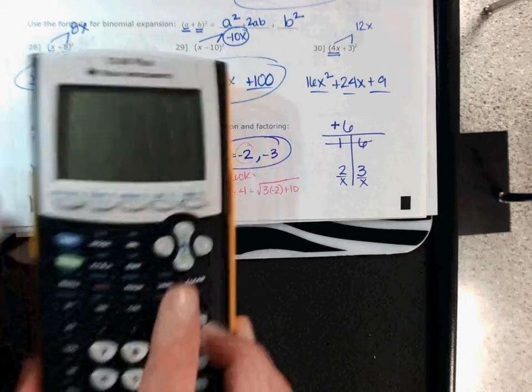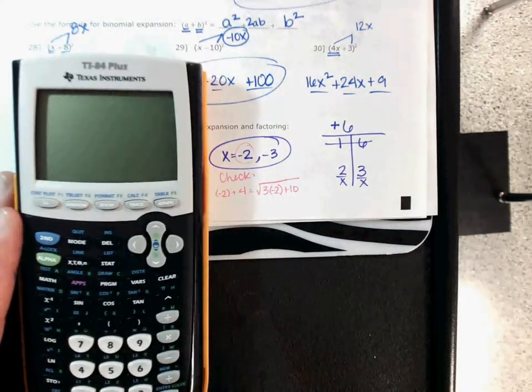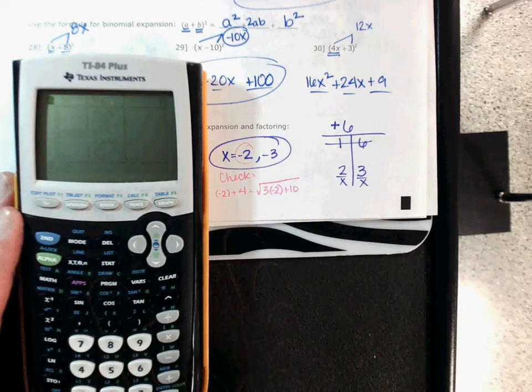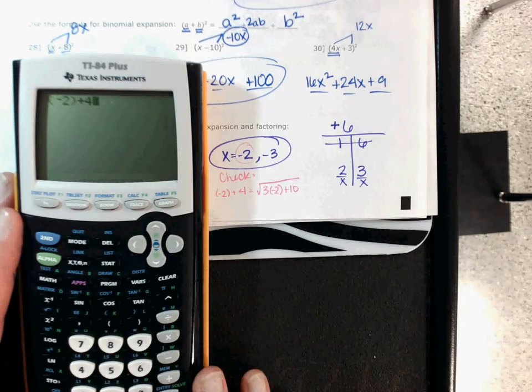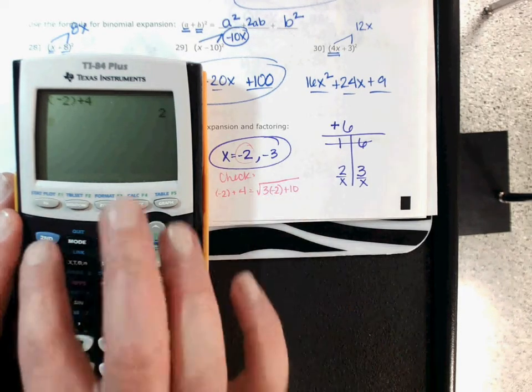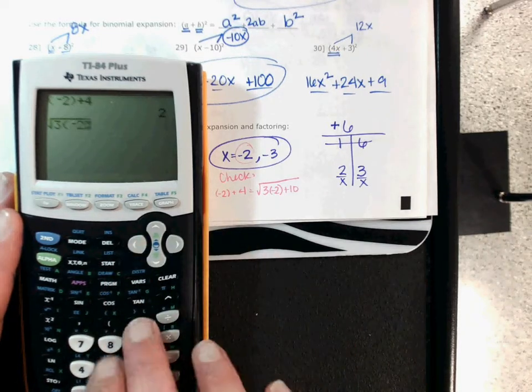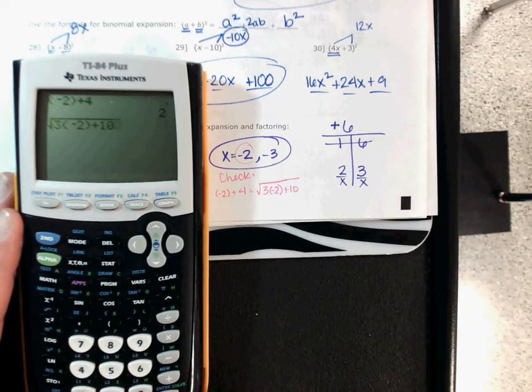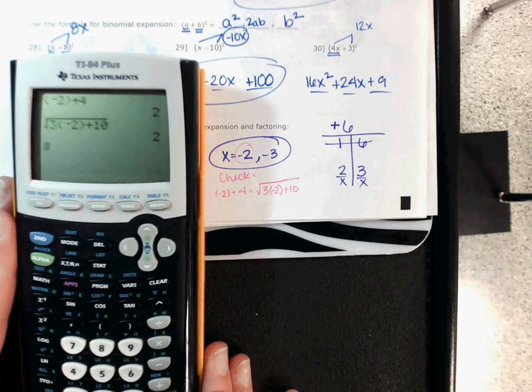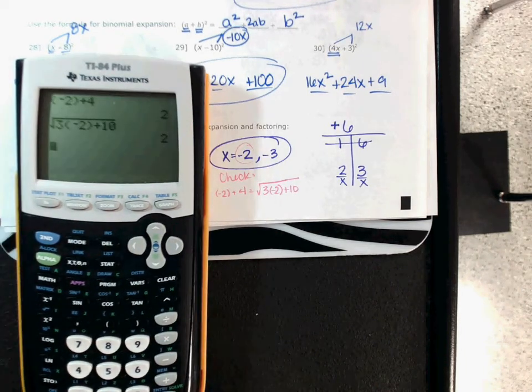So let's see. Okay, first side, I'm typing in negative 2 plus 4. This we could have done in our head. That gives me 2. Now I'm typing in this side. Square root, 3 parentheses negative 2, and then plus 10. Okay, I got 2 for both. Is it a match? Yes.